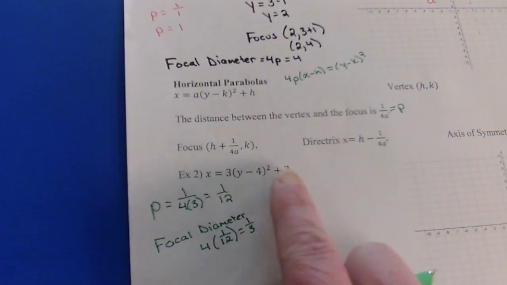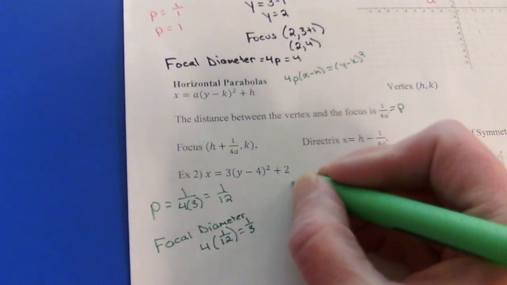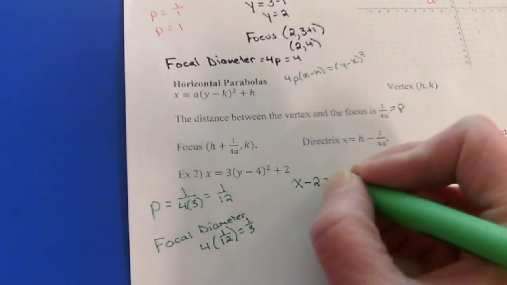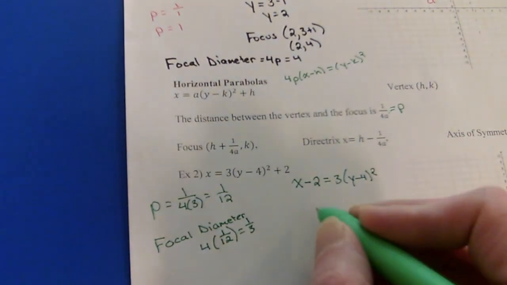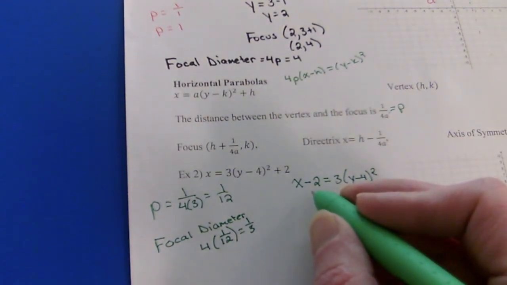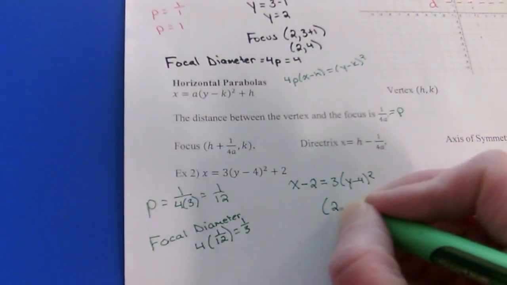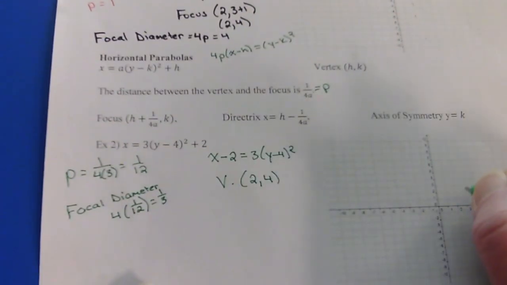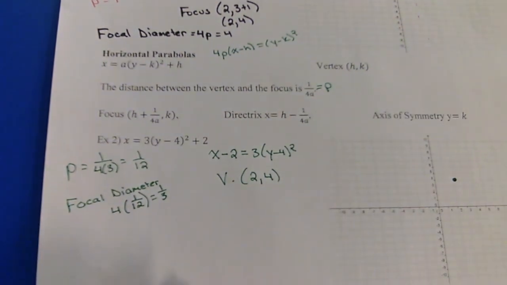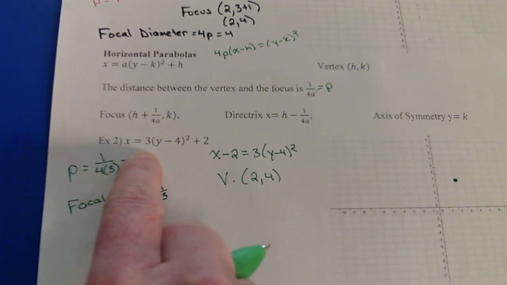Now, where is my vertex going to be? It might actually help to move the +2 over by the x. I'm going to write this as x minus 2 equals 3 times (y minus 4) squared. This is telling me my vertex is going to be at 2, 4. That's the vertex, 2, 4. And this is going to be a horizontal parabola, and since this is positive, it's going to be opening to the right.